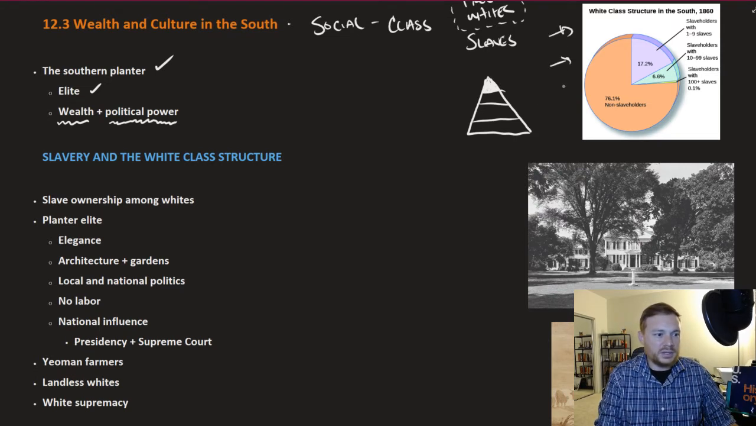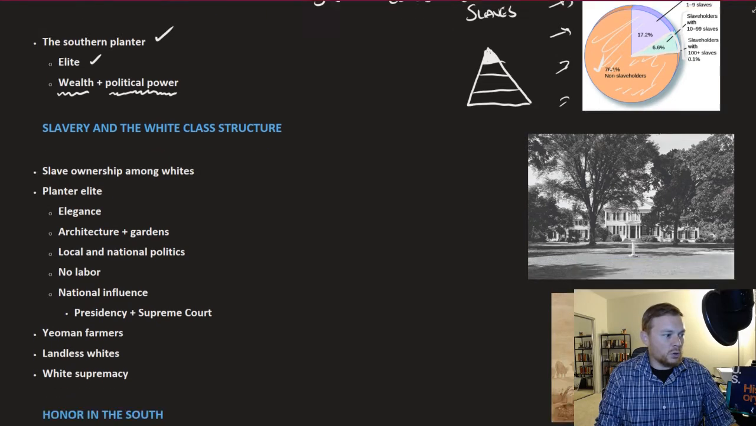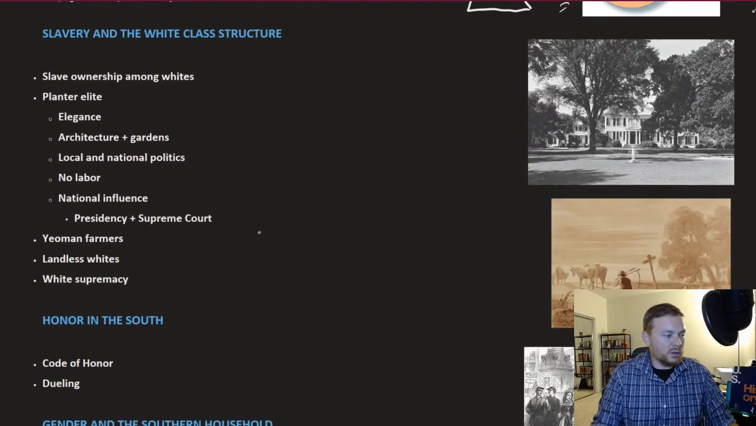This graph sort of breaks it down. It shows here that the majority of whites in the South were not slaveholders. They were not wealthy enough to own slaves. But then you have this constituency here, which is anywhere between 10 and over 100. Here it amounts to about 6 or 7%. We would consider that to be the elite planter class. Everybody else, the rest of this, belongs to some of the other classes in society. And so when we look at slave ownership among whites, we broke that down with the graph there.